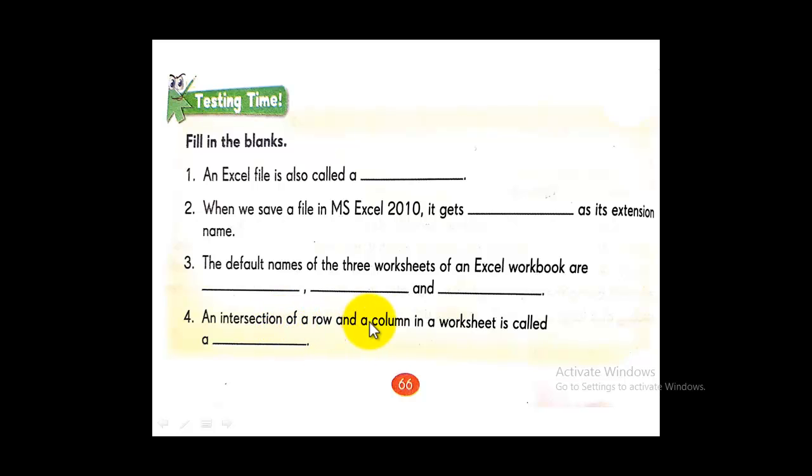Then, an intersection of a row and column in a worksheet. Do these 1, 2, 3, 4 fill the blanks as home assignment.